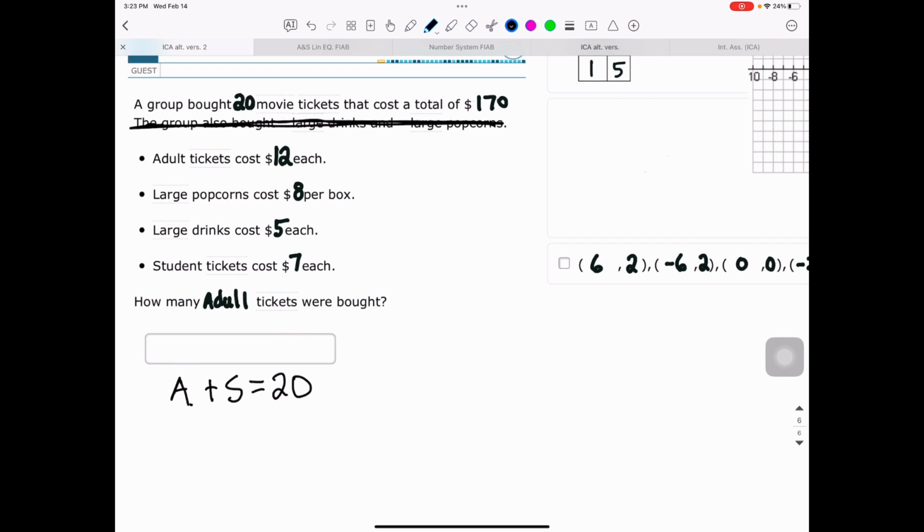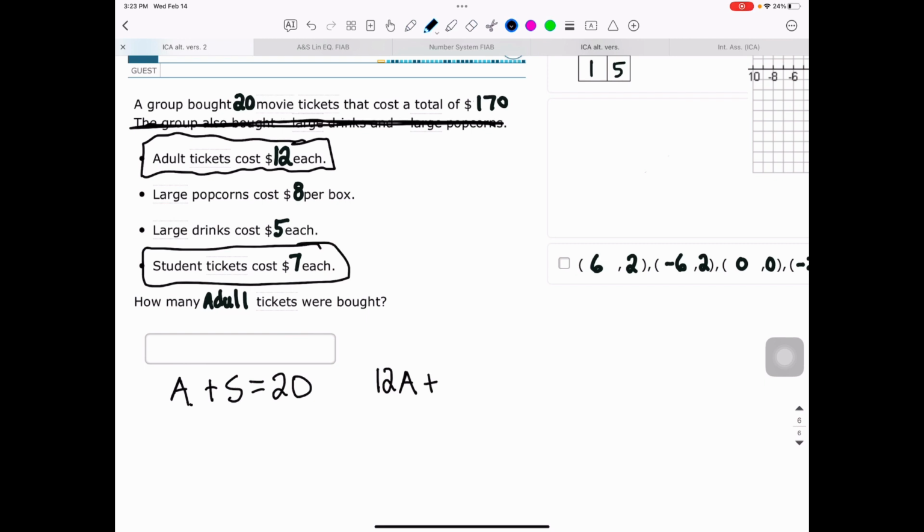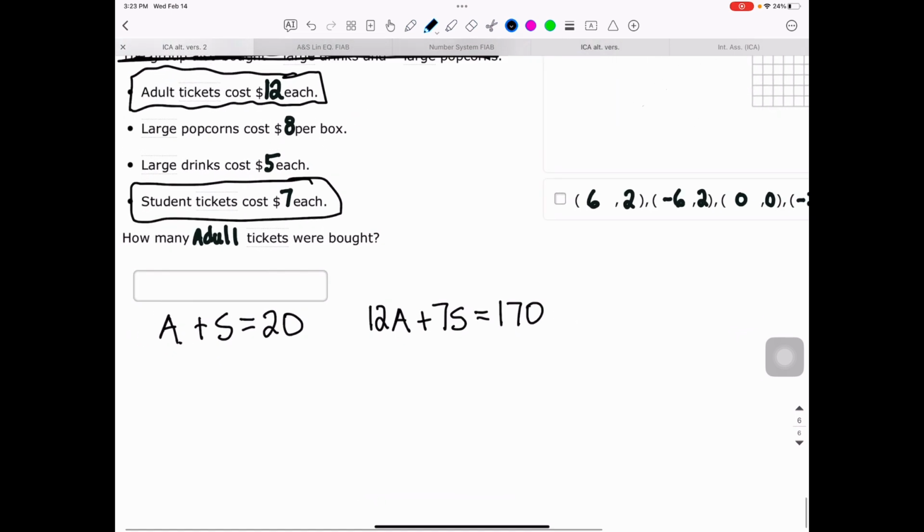How much did they spend? Well, let's see. It's $12 for every adult ticket, plus $7 for every student, equals $170. Okay, so now we've got two equations. If I put them underneath each other, we can use elimination to solve this. They want to know how many adult tickets were bought.